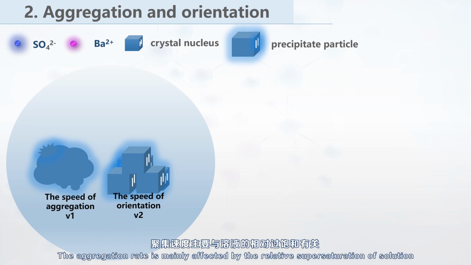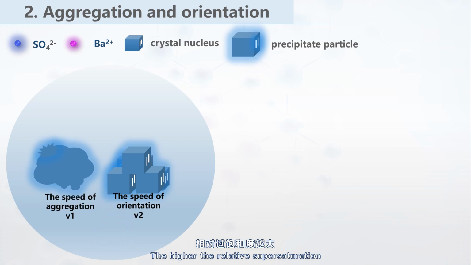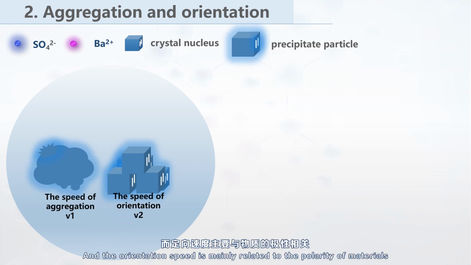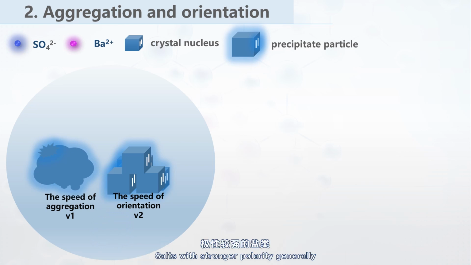The aggregation rate is mainly affected by the relative supersaturation of the solution. The higher the relative supersaturation, the higher the aggregation speed is. And the orientation speed is mainly related to the polarity of the materials. Salts with stronger polarity generally have a larger orientation velocity. The type of precipitate depends on the relative speed of these two processes.